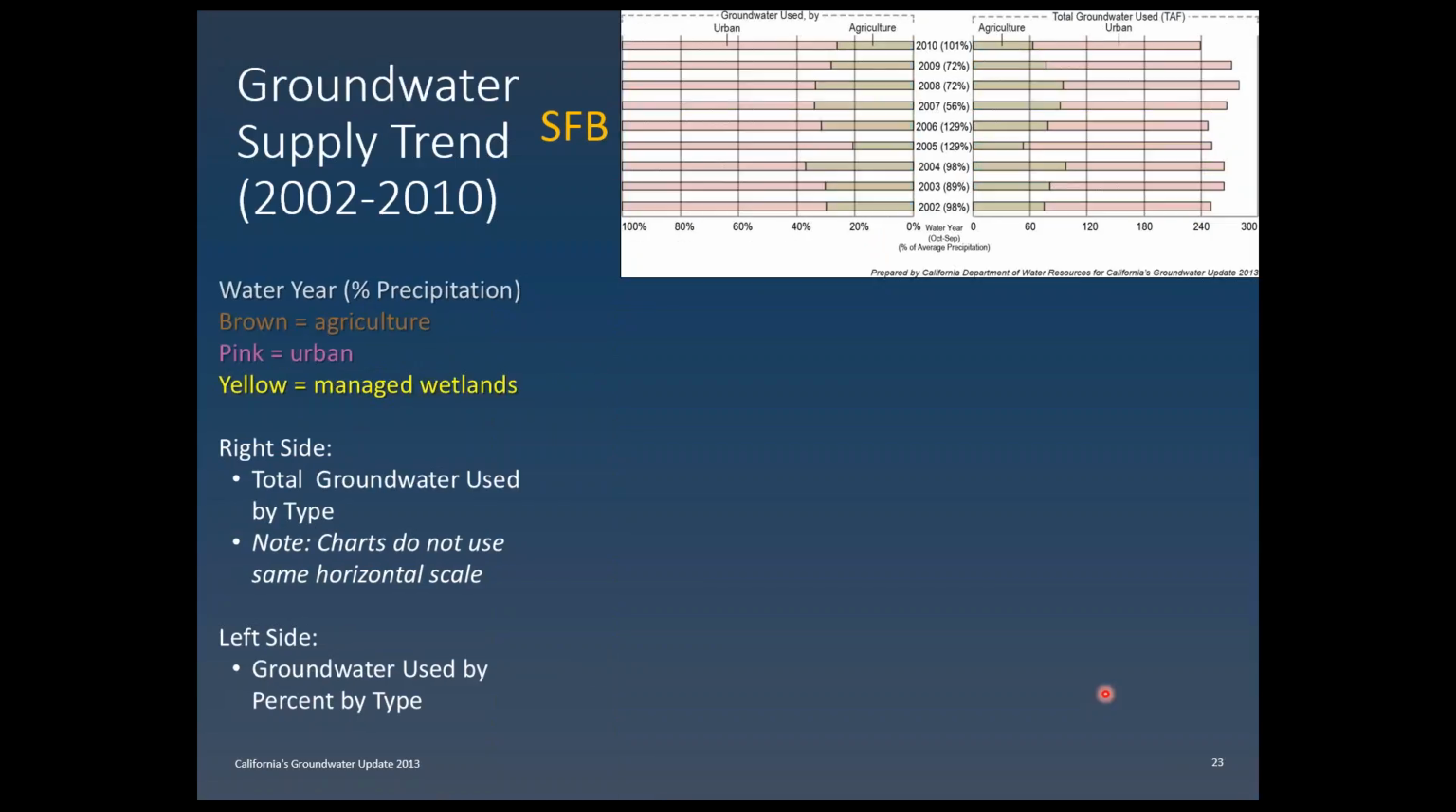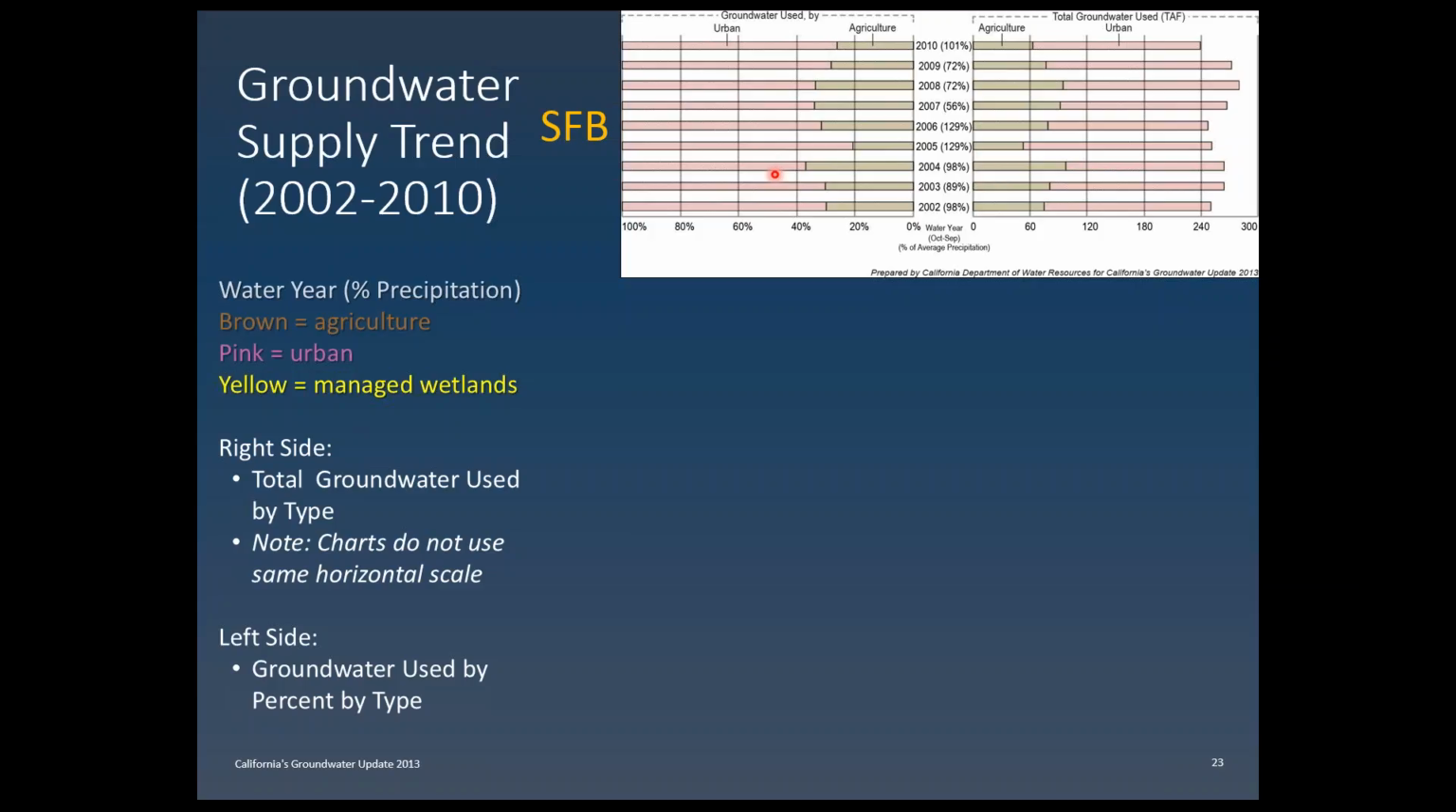This chart is the supply trend. The brown in this chart is agricultural. The pink would be the urban areas, and the yellow, which is not on this particular chart but will be on the next 2, is the managed wetlands. On the right-hand side, this is the groundwater used by type, whether it's urban, agricultural, or managed wetlands. And again, the scale is not the same on the right-hand side as we look at these 3 charts. On the left side of the chart, it's by percent, agriculture versus urban.